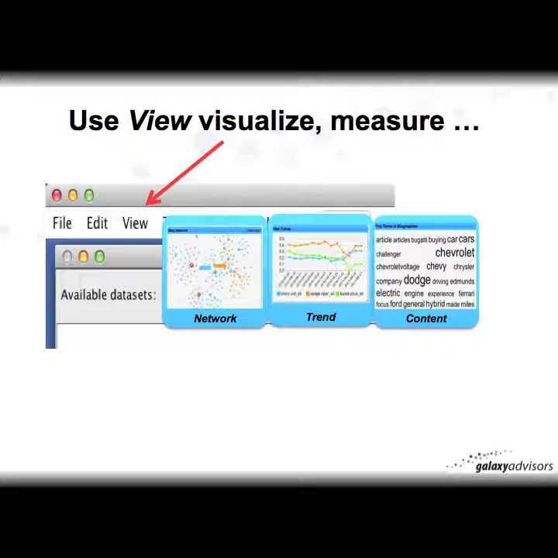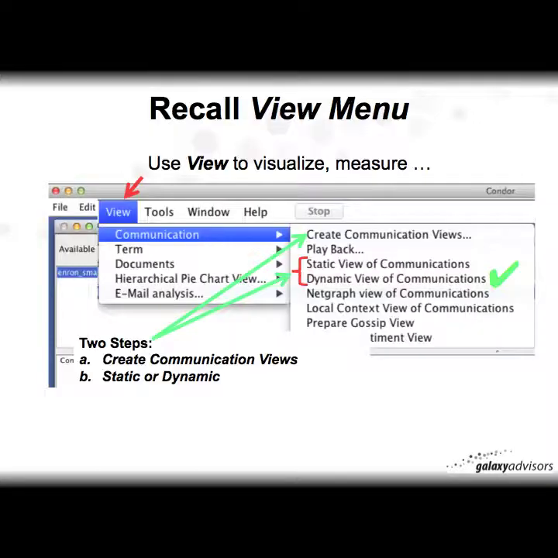Now, just to review, we're going to use the View menu to visualize and look at several measures that are calculated for the email. Recall that using the View menu is a two-step operation. The first step is to click View, Communication, and then Create Communications View. The second step is to click View, Communication again, and this time select Dynamic View of Communication, because we have timestamps and can visualize the email over time.